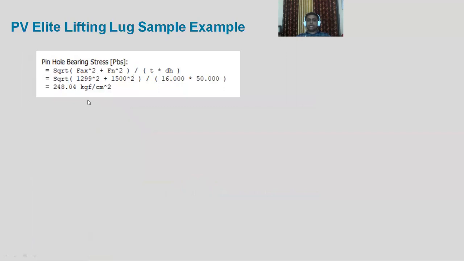Now we are going to calculate the pinhole bearing stress. Pinhole bearing stress means what? What is the area of the pin and the area of that hole which will be getting in contact with one another at the time of lifting. So it will be equal to the diameter of that pin which will be getting in contact with that entire hole area. That area will be equal to the diameter of the pin multiplied by the thickness.